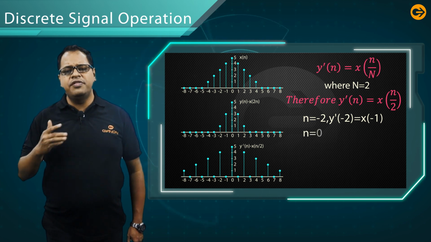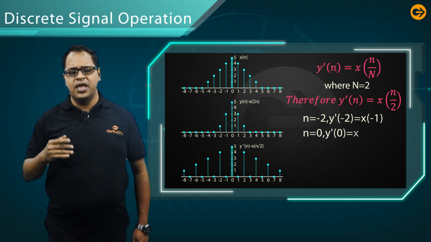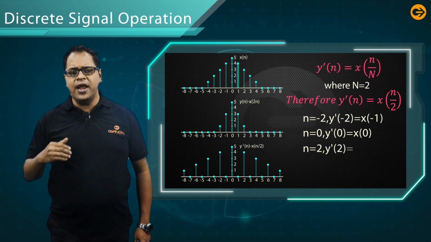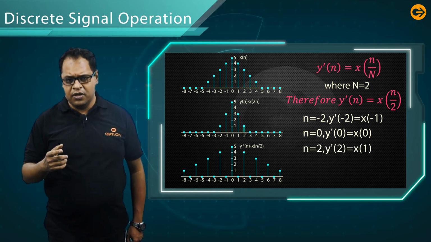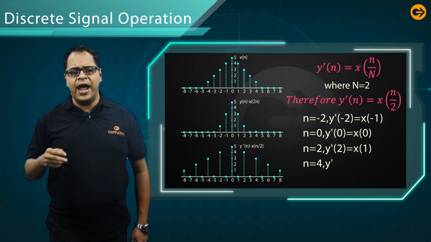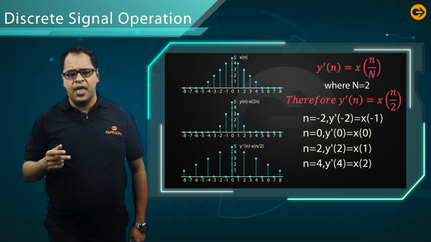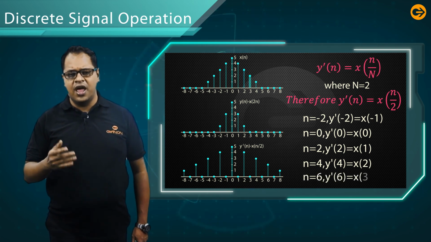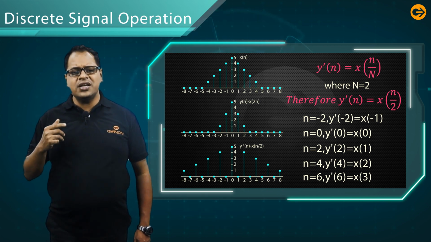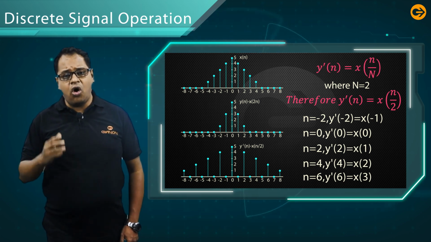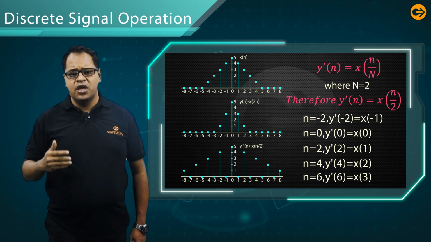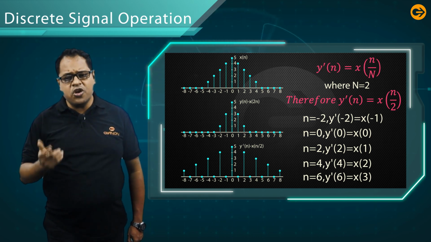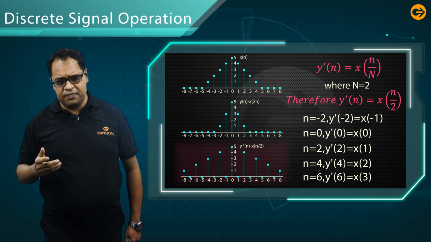For n equal to 0, y'[0] = x[0]. For n equal to 2, in this case y'[2] = x[1]. For n equal to 4, y'[4] = x[2]. And for n equal to 6, y'[6] = x[3], and so on and so forth. y'[n] is not defined for odd values of n. Therefore, it can be assumed that y'[n] is equal to 0 for odd values of n.